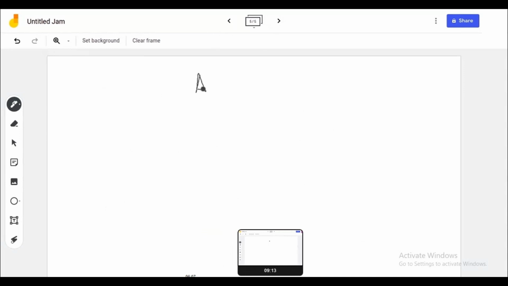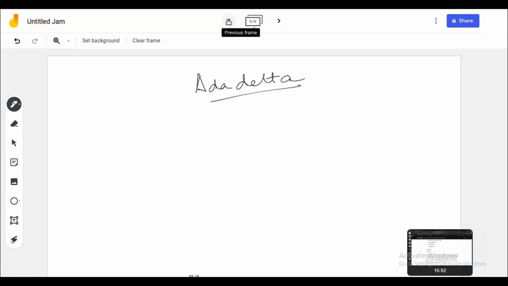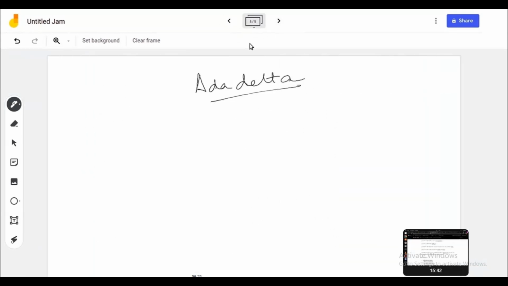That brings us to the next part, Adadelta. The idea behind Adadelta is the same, but it tries to solve this problem by optimizing the weights so that we can keep it in control. Our learning rate does not decrease very fast. Our learning rate does not decrease very quickly.